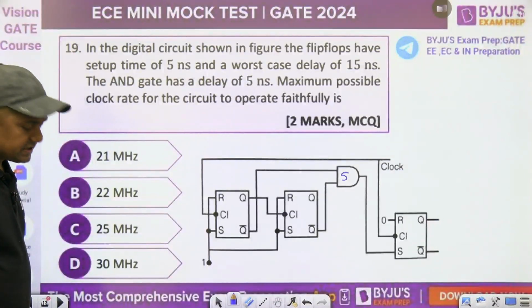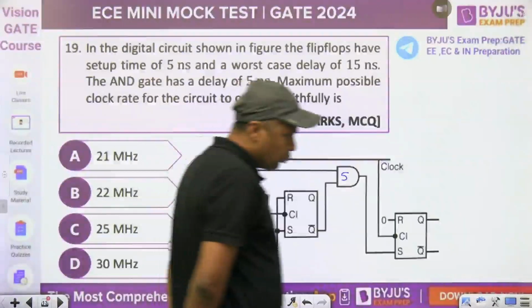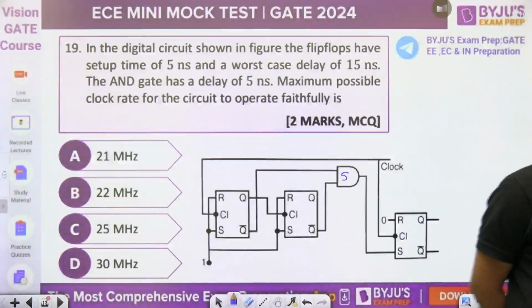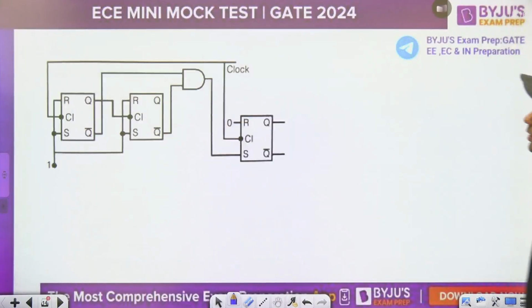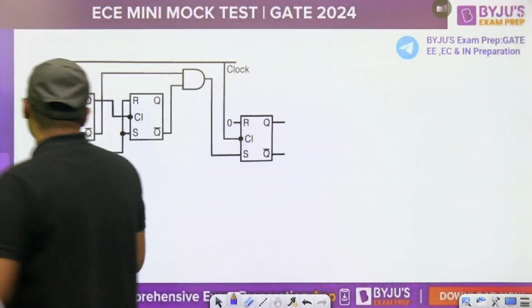Then guys, in this case, setup time is given. Watch the diagram carefully. Again, it is an MCQ with negative marking, so be careful about that. Then how can we solve it? Now, take a screenshot and try to solve, then see the answer.